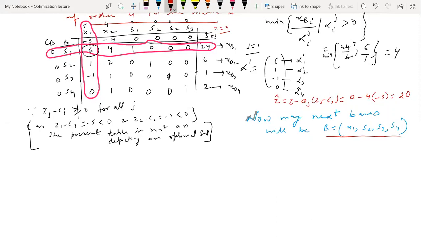That means I am missing all the basic solutions, or the solutions which are having value in between 0 and 20. Okay, so that is the important point of this simplex method. Otherwise we were calculating all the basic solutions. Okay, so next I have to calculate the new basis.